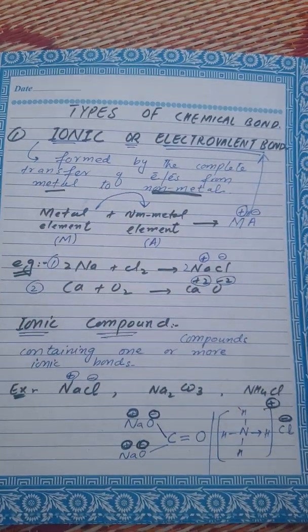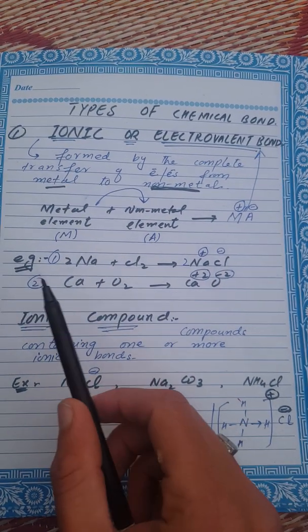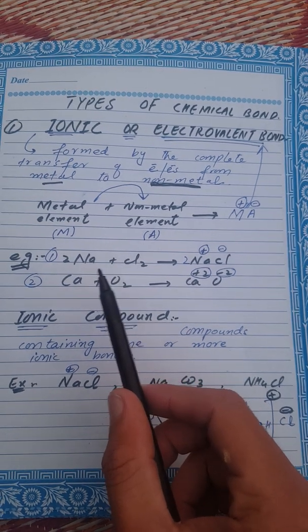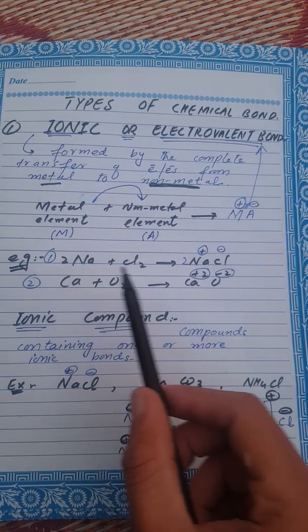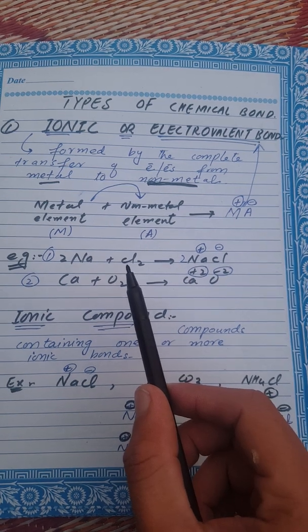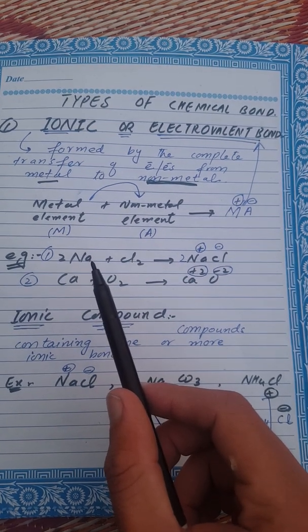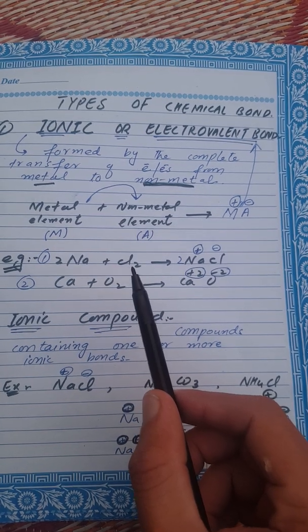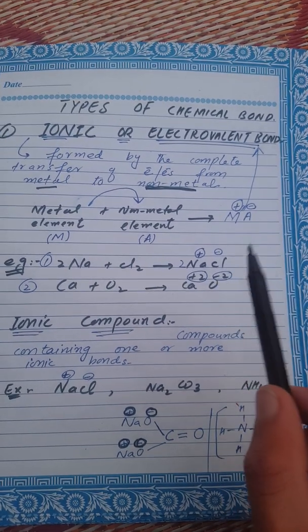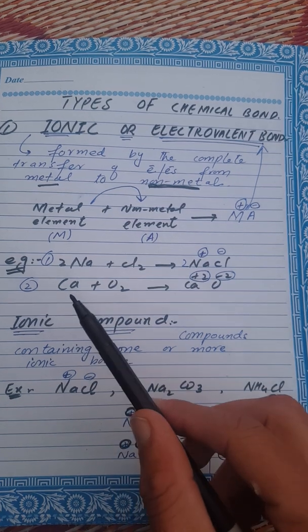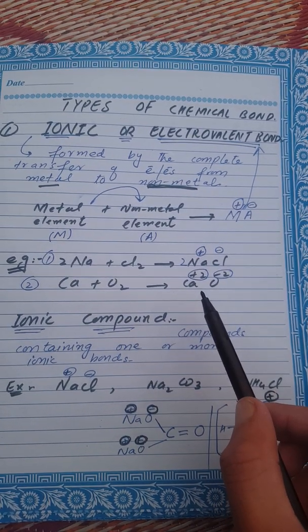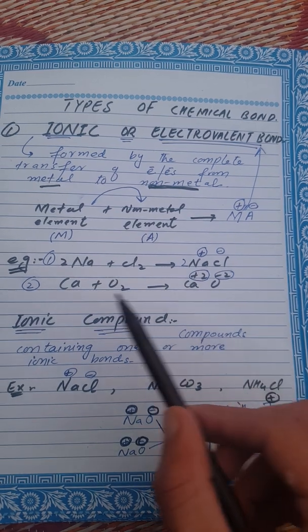Remember it, okay? Now we have examples like sodium and chlorine. Sodium gives electron and chlorine gains electron. So sodium chloride is an ionic compound. And we have calcium and oxygen. So calcium oxide is also an ionic compound.